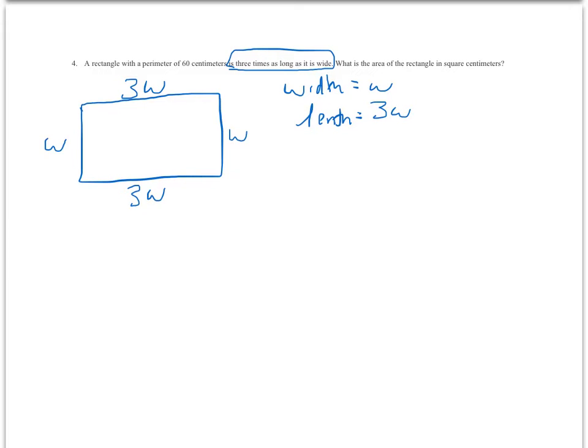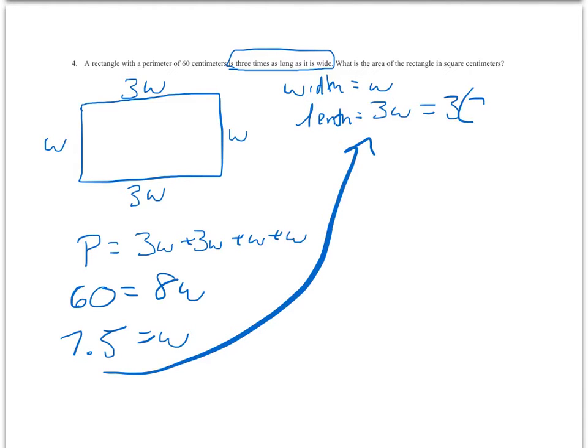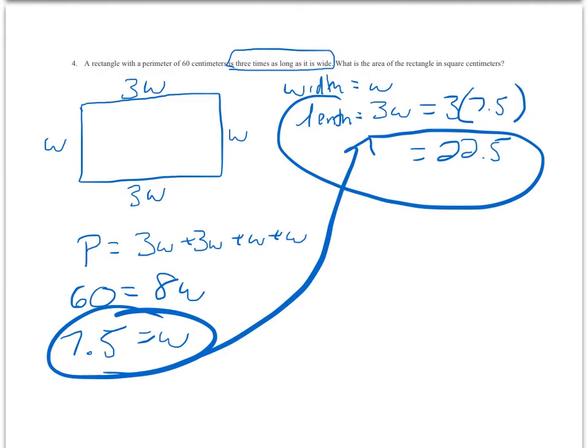It says the perimeter, if you will, is 60. Perimeter means you add up the lengths of all the sides. So if we add up all these lengths, it's supposed to equal 60. 3 plus 3 plus 1 plus 1 is 8. If you divide both sides by 8, you get 7.5 is the width, 7.5 centimeters, which makes the length 3 times that, which is 22.5. So the width 7.5, length 22.5.